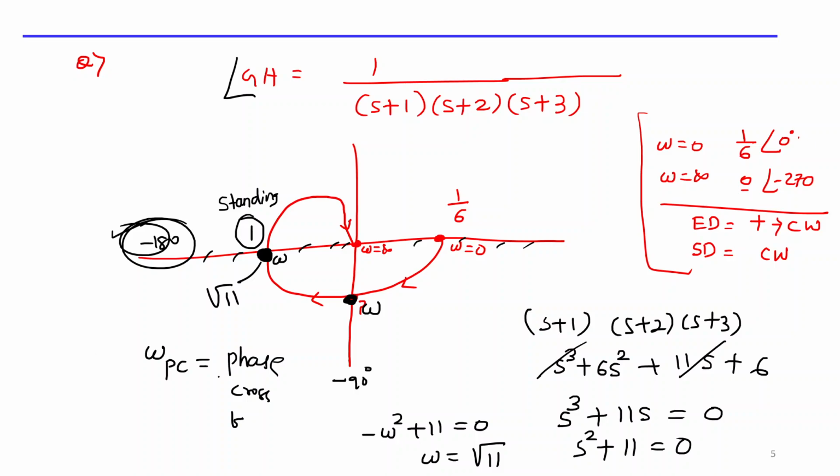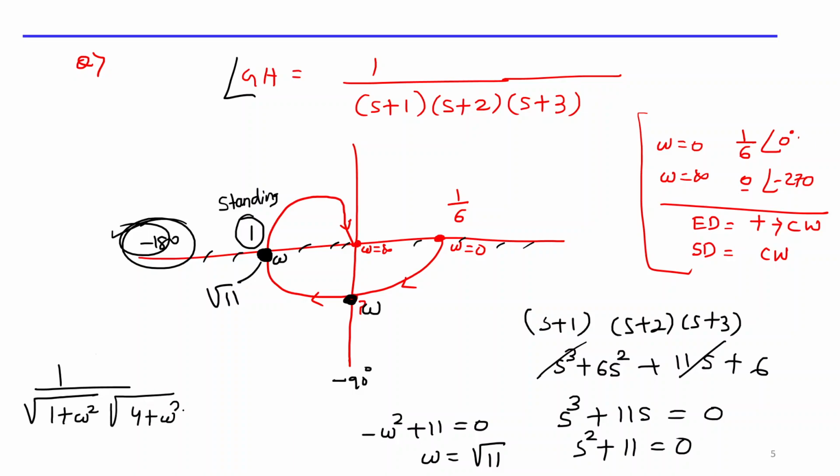So now if I find out the omega value at this point, and somebody asks me to find out the magnitude at this point, then what will I do? Whatever the GH is giving, I just find out the magnitude. For the first term, the magnitude will be root of 1 plus omega square. For the second term, it will be 4 plus omega square. And for the third term, it will be 9 plus omega square. Put omega equal to root 11, or omega square equal to 11, and find out the magnitude. That will give the magnitude at this point. Got my point? And this magnitude will be 1 by 60.